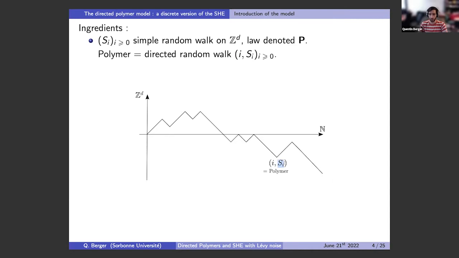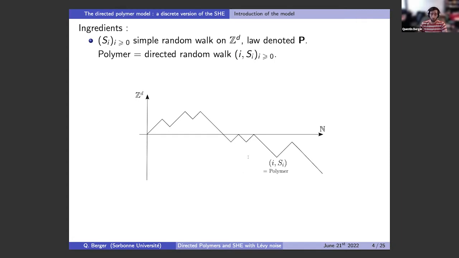So you take S_i, a simple random walk on Z^d. You have one direction which is time and which is deterministic, and one direction which is space, which is random, and that gives you the trajectory of a polymer. This is the shape of your polymer. It's given by the trajectory of a simple random walk. As I said before, you can imagine that it's also the shape of an interface between a phase of plus and a phase of minus.